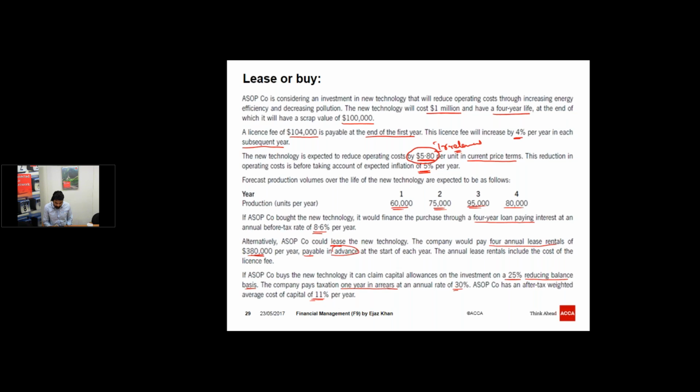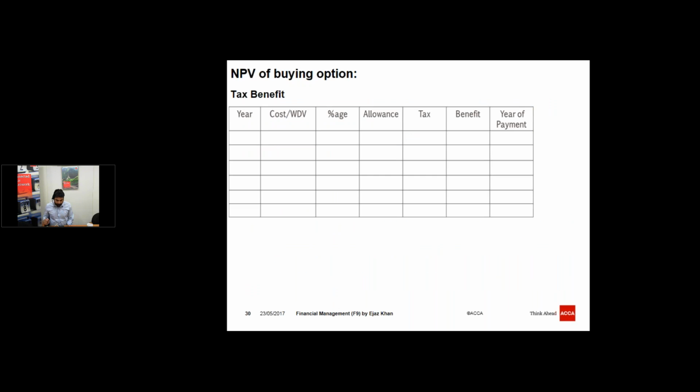So we will not consider the saving, because once the company has this technology, it will save 5.8 irrespective whether it is bought or it is leased. So it's irrelevant for us. So let's now calculate the NPV of buying option.